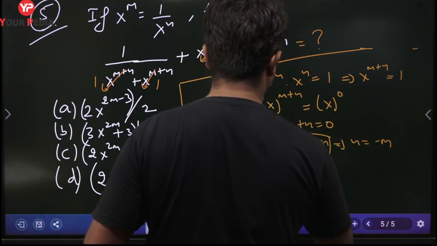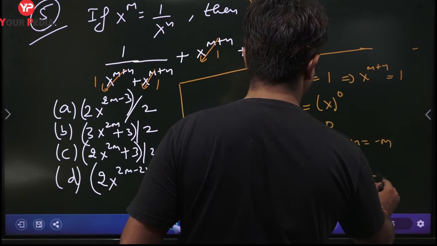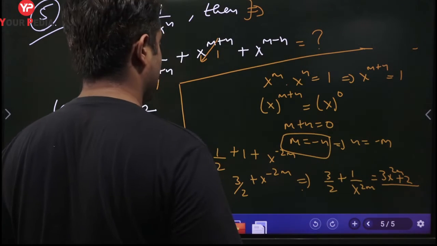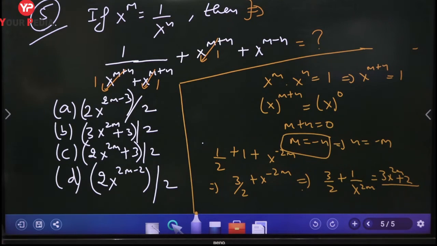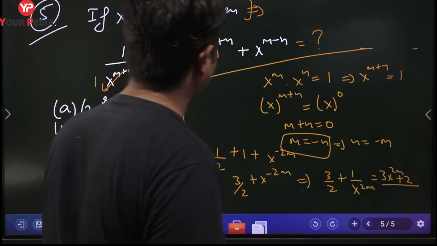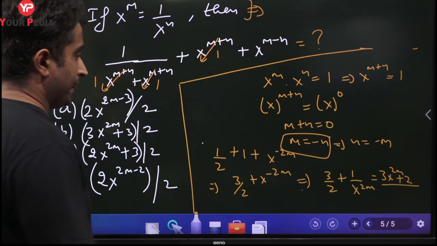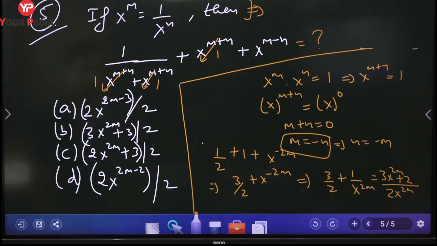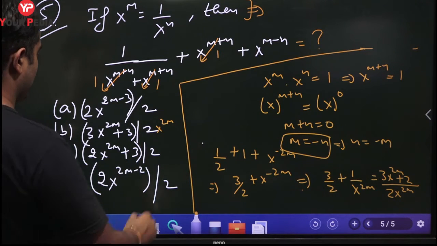Okay, and when you will solve it, so that is 3 by 2 plus 1 upon x raised to power 2m, 3x power 2m plus 2 divided by this. This will come out to be like this. Yes, so this would be my answer. So I will say 3 into x raised to power 2m plus 2 divided by 2x raised to power 2m. Okay, so just correct here in the option x raised to power 2m.